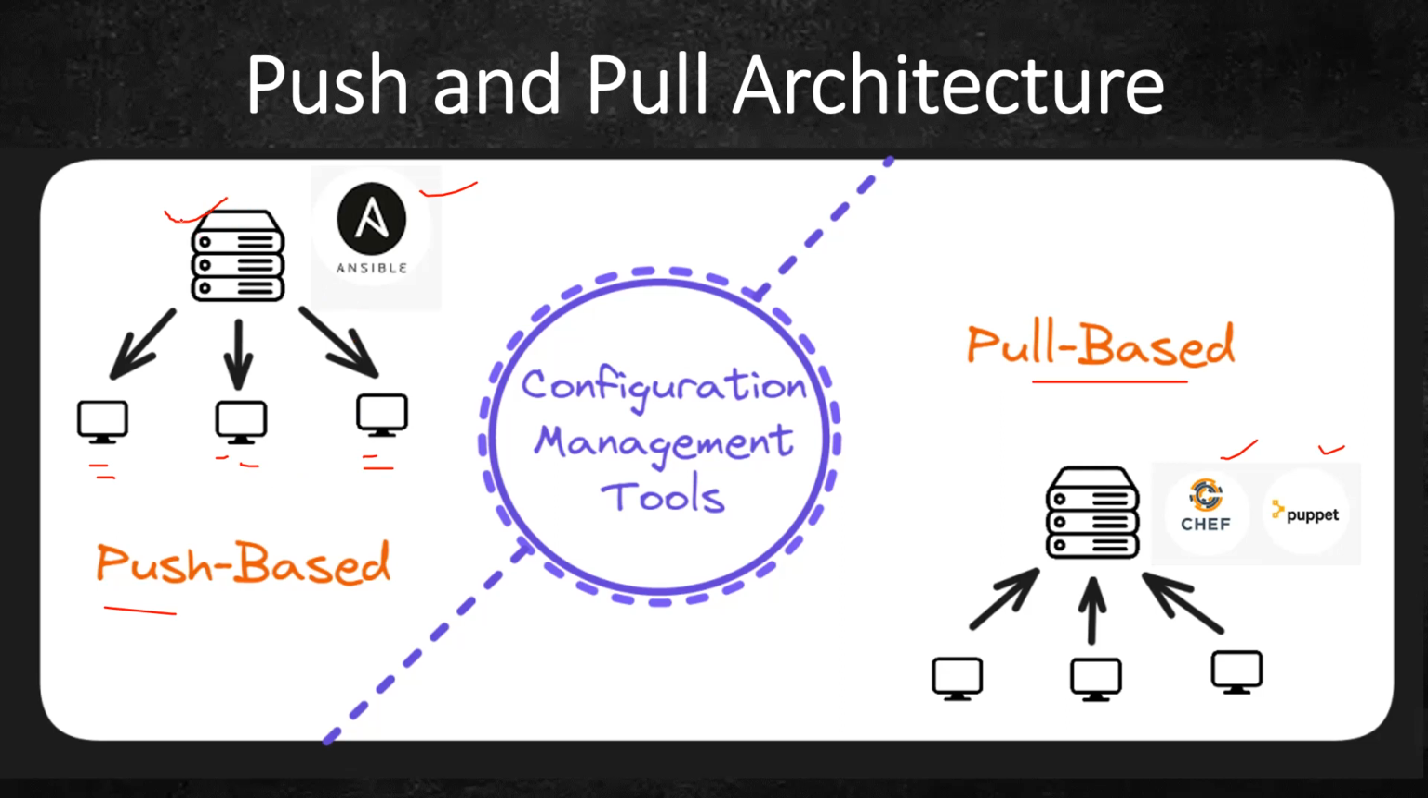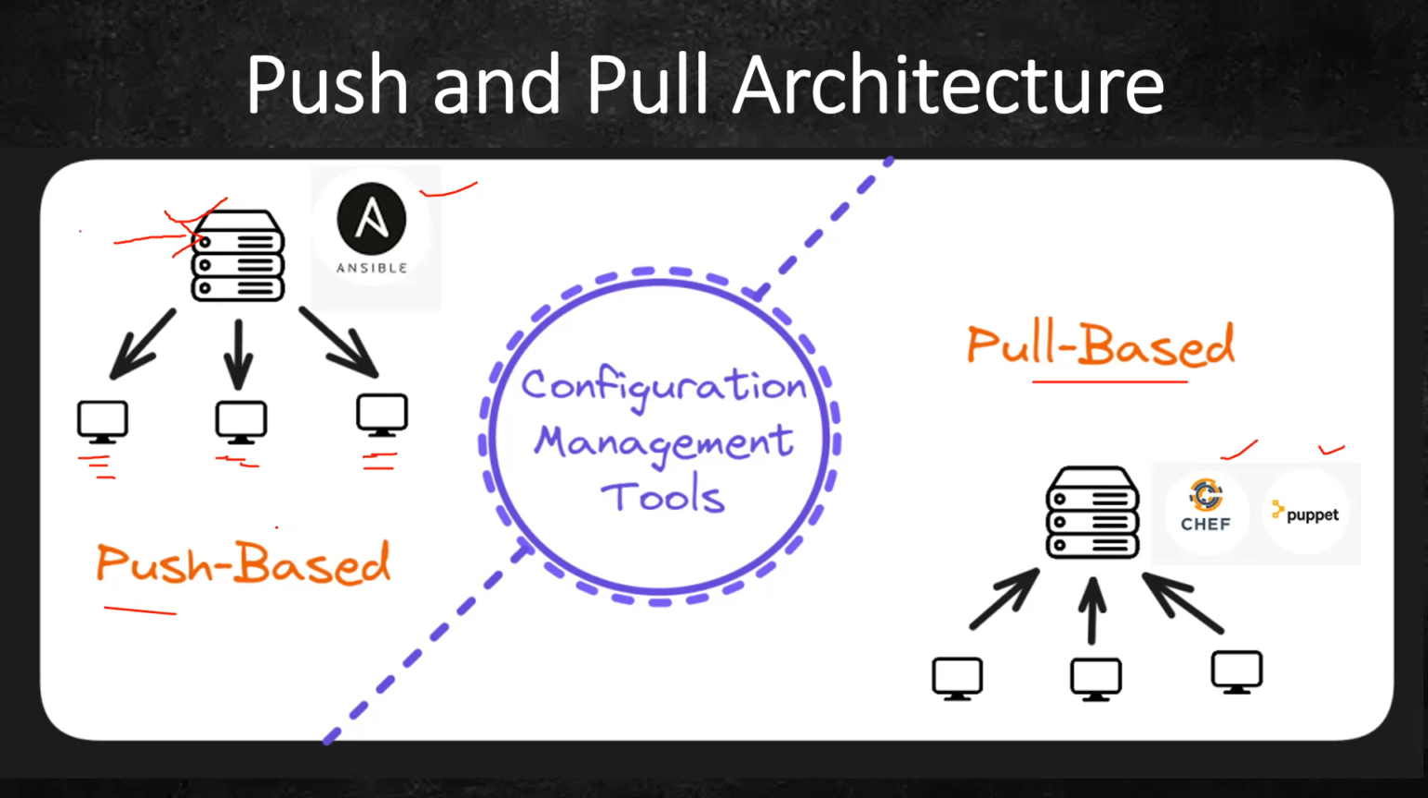When the configuration is required, the user just writes some code on the master machine, that is the playbook. When it executes, it automatically installs on the three node machines. So when it's required, the user just pushes the code to the master machine, then it's automatically configured on the node machines.